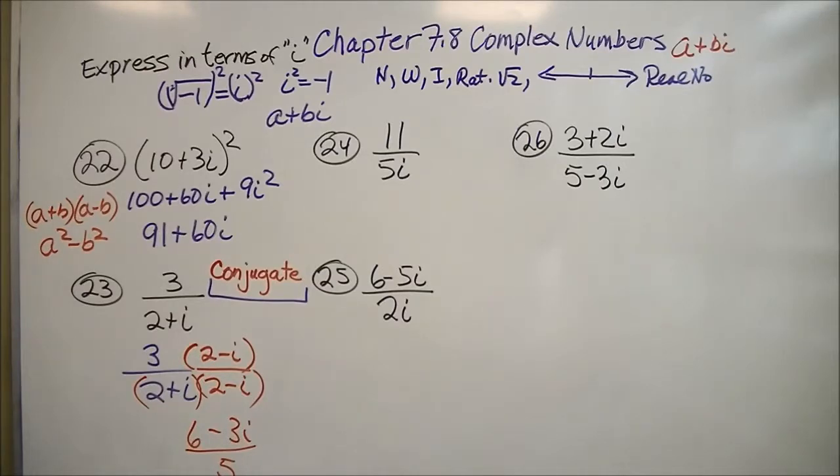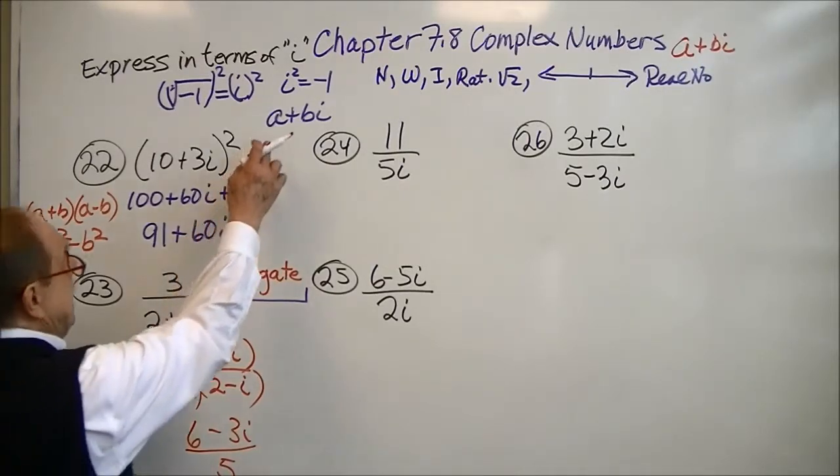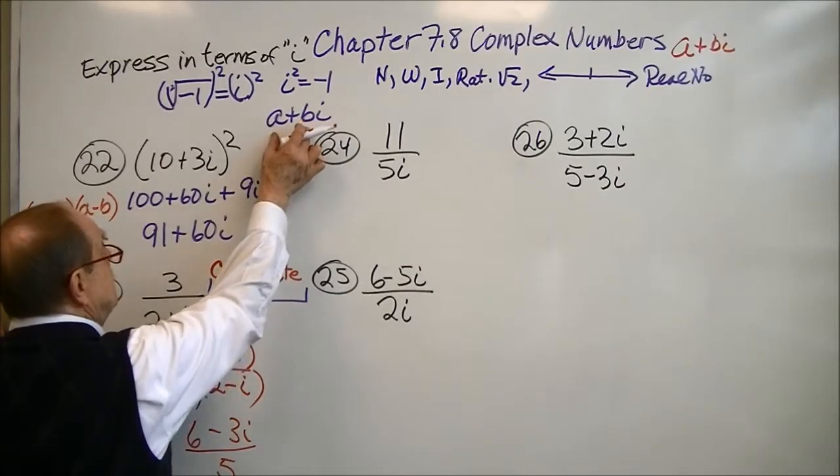Wow. Now suppose you put that in the math lab. They'd count it wrong. Why? That's the answer. We've rationalized the denominator in a sense. Because it's not in standard form.